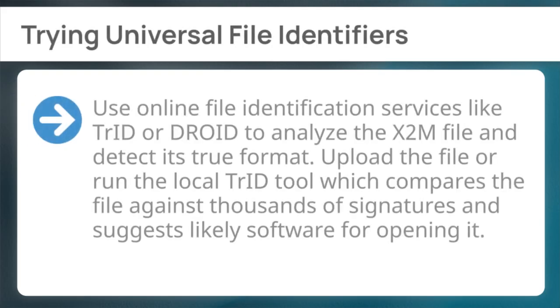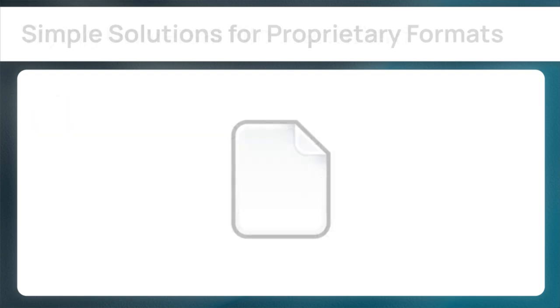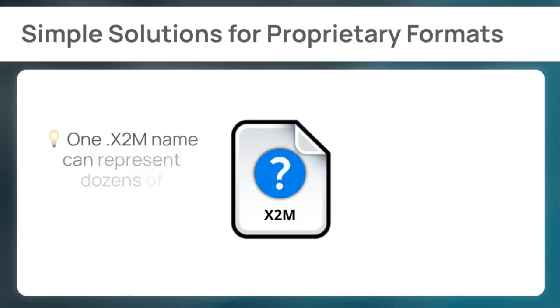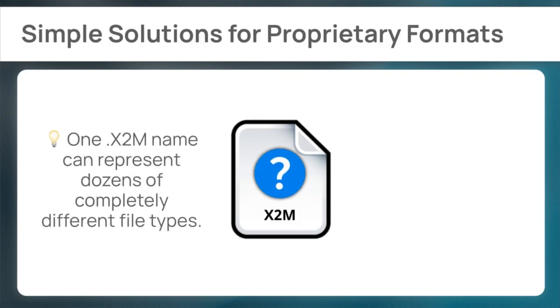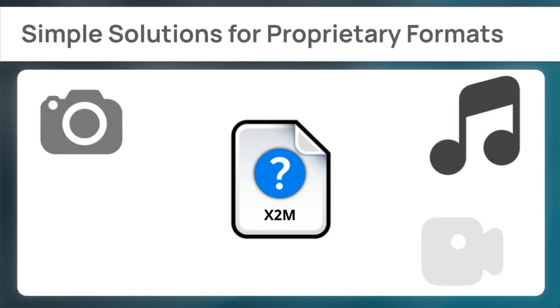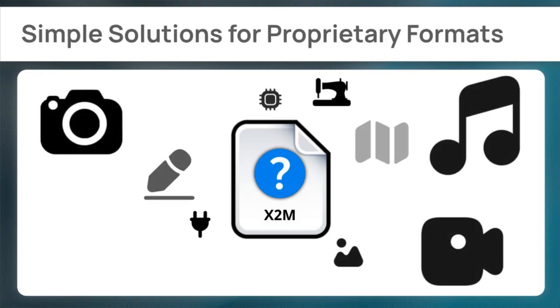Finally, trying universal file identifiers. Use online file identification services, like TrID or DROID, to analyze the X2M file and detect its true format. Upload the file or run the local TrID tool, which compares the file against thousands of signatures and suggests likely software for opening it. If compatibility checks failed, it is likely because the file extension name is shared by different developers for unrelated formats, causing your PC to use the wrong reading language.